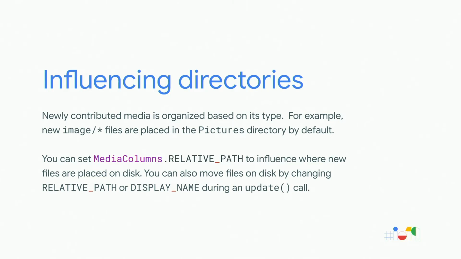But you also have the ability to influence if you want a specific directory. And this is the new relative path column, which is part of the public API. You can set this value to control where those files are placed on disk. We'll give an example of that in just a moment. Both the relative path and the display name columns, you can use when you're inserting content, but you can also use them later on. Once you've published content, if you need to move it around on disk, you can call contentResolver.update with those columns, and the OS will now move the content on disk on your behalf.